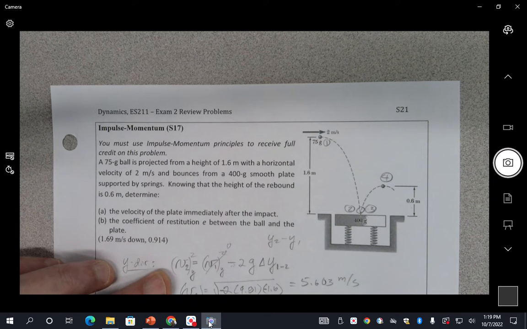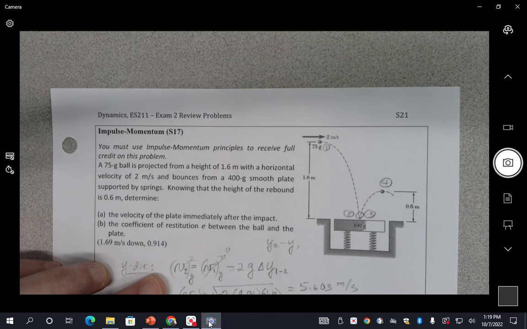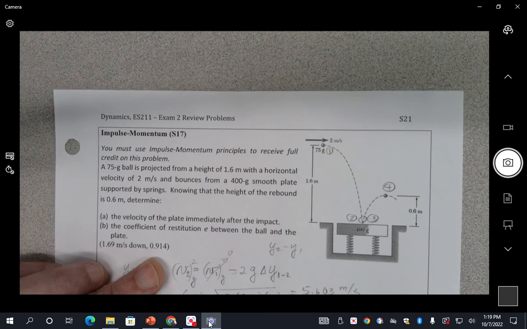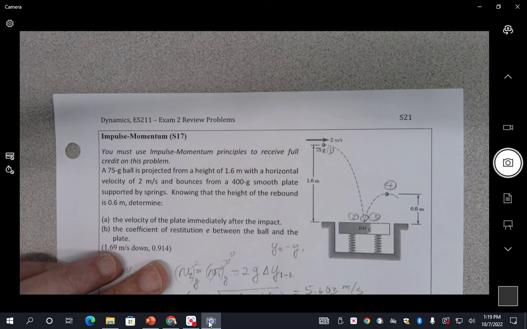Okay, so you must use impulse momentum here. I think this is Alicia's problem. She wrote: you must use impulse momentum to receive full credit for this problem. A 75-gram ball is projected from a height of 1.6 meters with a horizontal velocity of 2 meters per second and bounces from a 400-gram smooth plate supported by springs. Knowing that the height of the rebound is 6 meters, determine the velocity of the plate immediately after the impact and the coefficient of restitution between the ball and the plate. Okay, there are only two things.